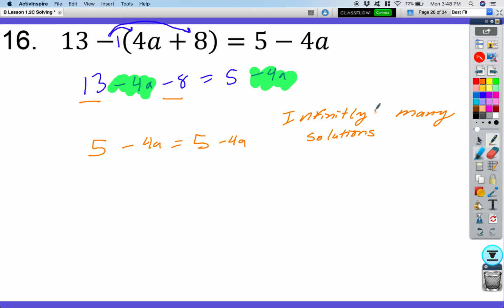Since it is infinitely many solutions, that means no matter what number I plug in for a will result in a true statement. If you want to keep solving, we would add 4a onto both sides. Those would cancel, and I'd be left with a true statement. Remember, when there is no variable and you're left with just constants, it is either infinitely many or no solution, and you can determine if it is a true or false statement. Since it's true, it equals an infinitely many solution.